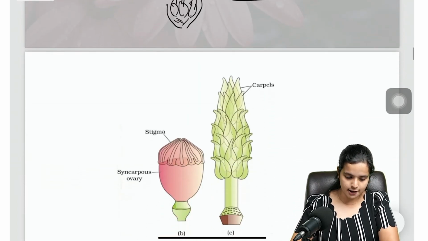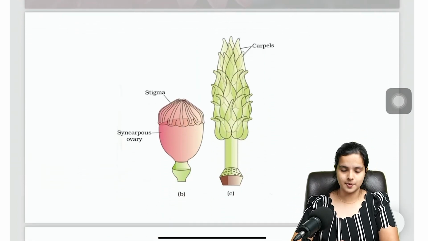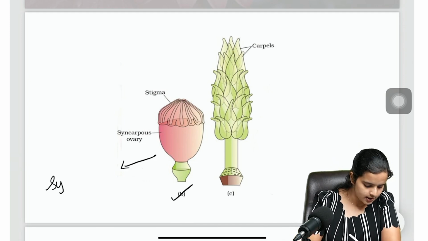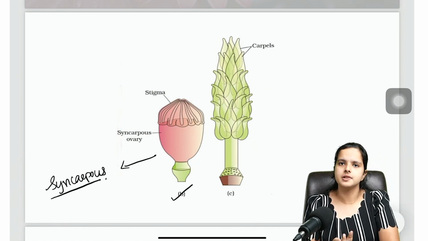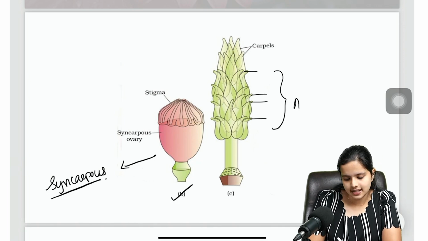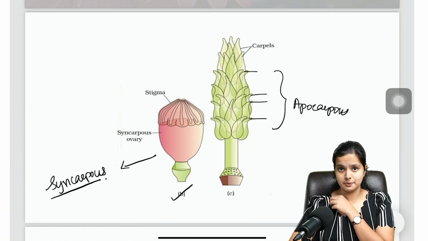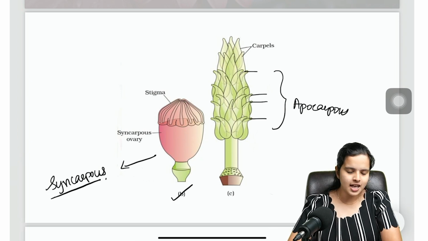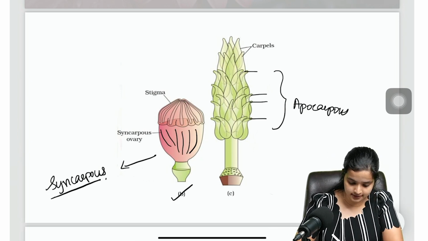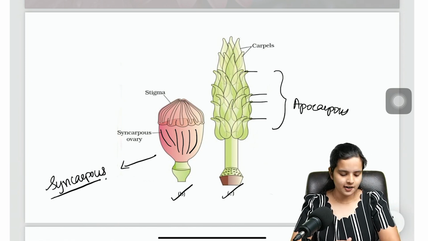Now moving on, we have a figure of a syncarpous and an apocarpous condition. So the B figure is the syncarpous ovary. What do you mean by the ovary is syncarpous? It means that the carpels are simply fused, right? But in the other case, you can see each carpel is free from the others, and hence we say this is apocarpous. This is a figure from your NCERT textbook. I've not taken it from anywhere else. It's quite clear from this figure: it's all fused over here, but in the case of figure C, it's totally free, right?